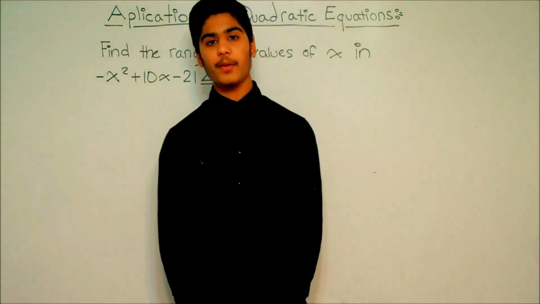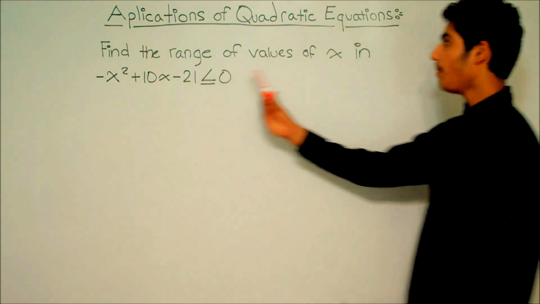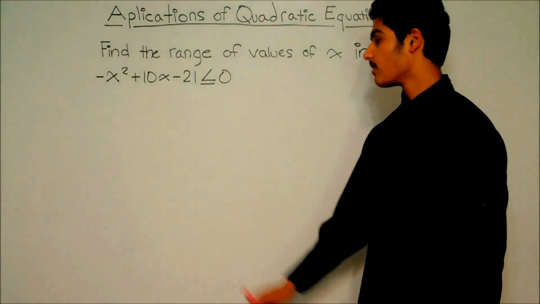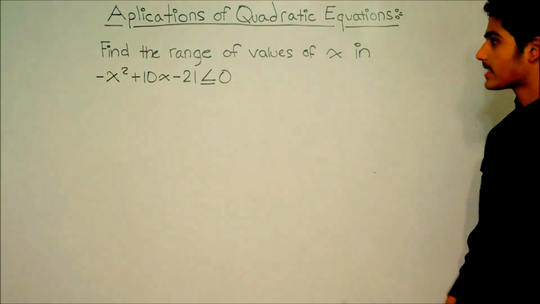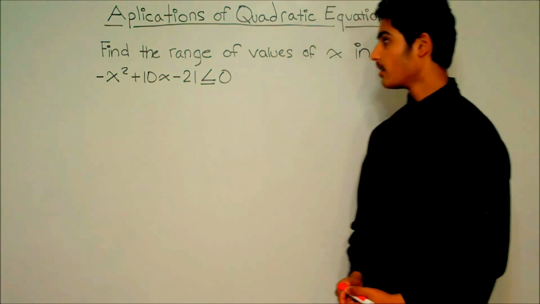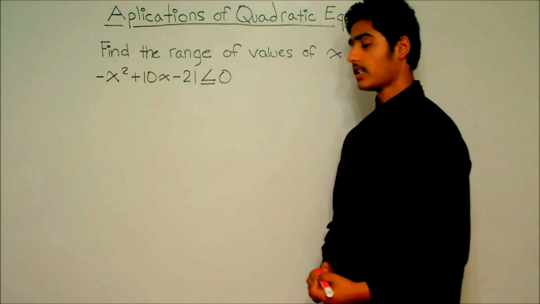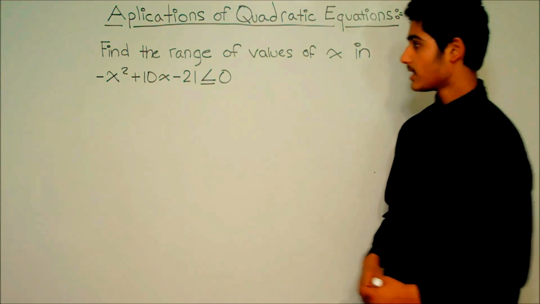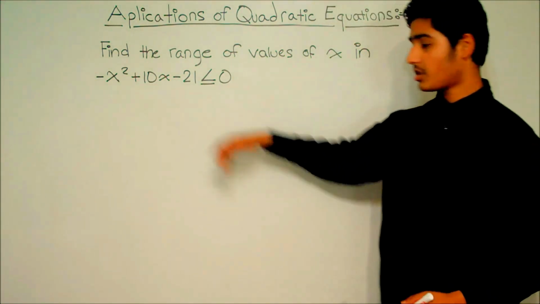Hi! Today we're going to learn about applications of quadratic equations. Let's say we have a problem like this. Find the range of values of x in negative x squared plus 10x minus 21 is less than or equal to 0. So as we can see here, this is a quadratic equation.